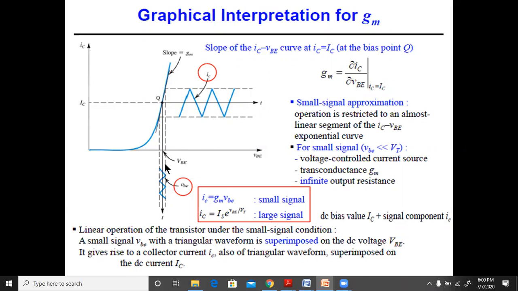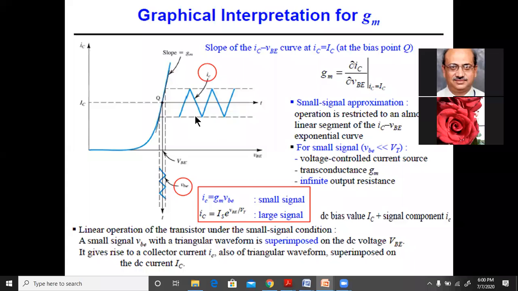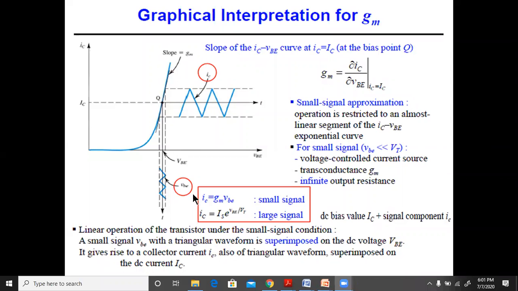If you consider a single frequency, then you will consider a sine wave. But if you want multiple frequencies, harmonics also to be there, you can consider either a triangular waveform or a square wave. Generally, we'll consider a triangular waveform because that will give proper reproduction of the signal over here, right?